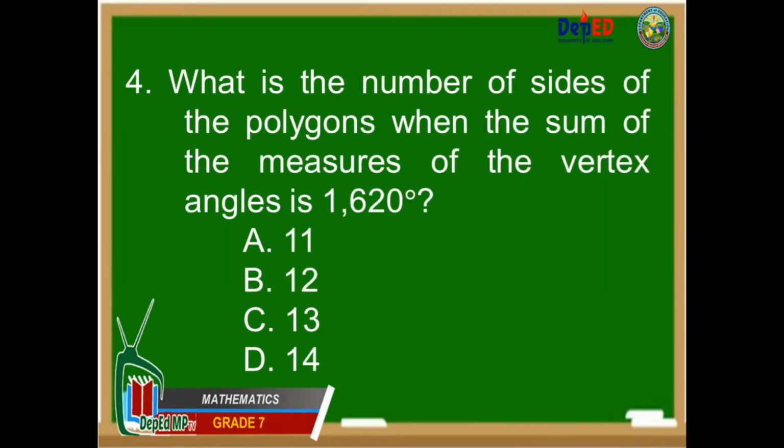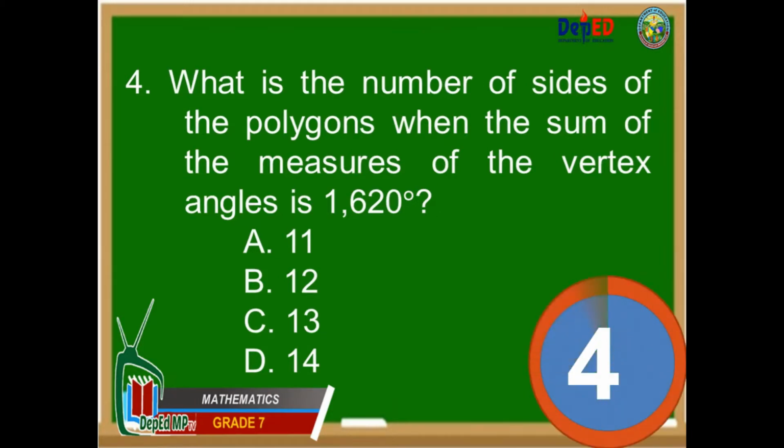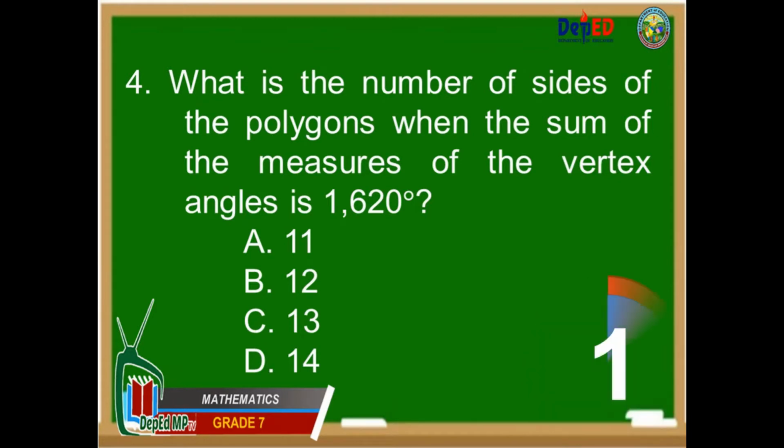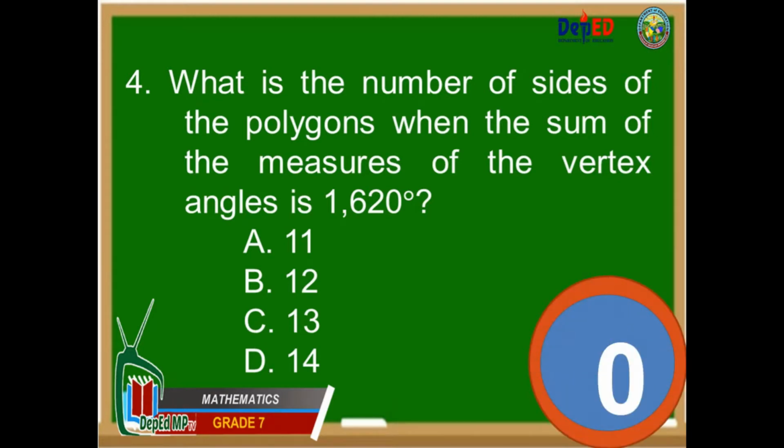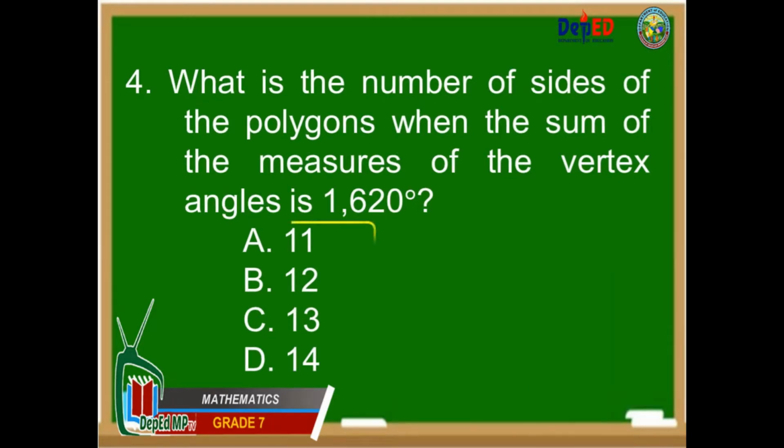Number 4. What is the number of sides of the polygons when the sum of the measures of the vertex angles is 1620 degrees? Letter A, 11. Letter B, 12. Letter C, 13. And letter D, 14. And the answer is letter A.